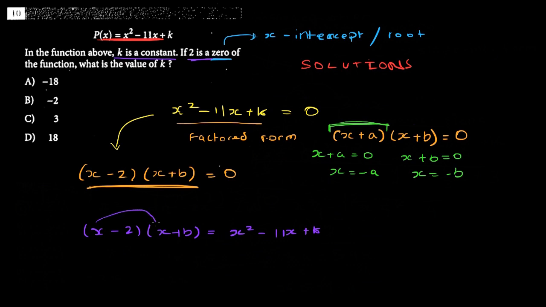Okay, I'm going to expand this, and the way I'm going to do that is foiling. So it's going to be x into x, that's x squared. X into b, that is xb. Minus 2 into x, that's minus 2x. And minus 2 into b, so that is minus 2b, equals x squared minus 11x plus k.